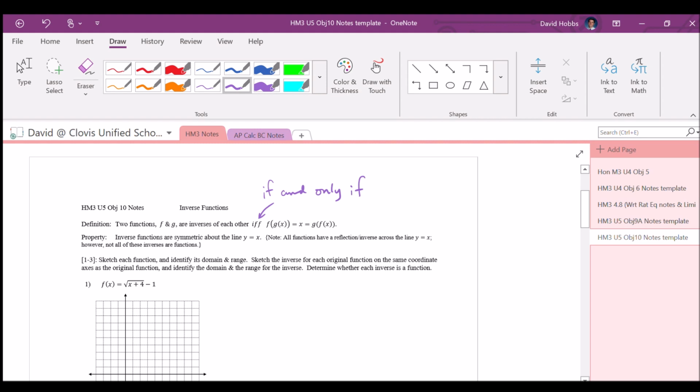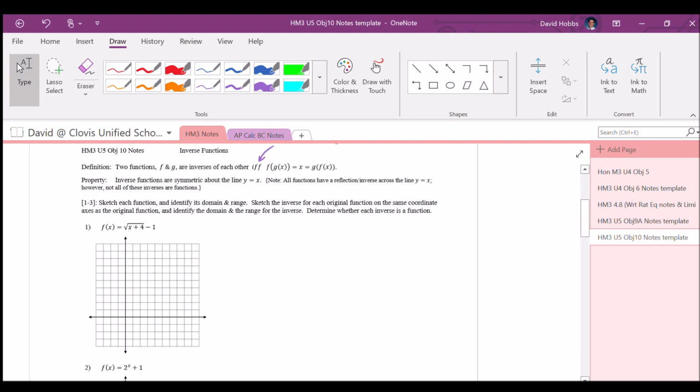Now, any function will have a reflection, or in other words, an inverse across the line y equals x. However, the reflection is not always a function. And so that's part of what we are determining in these notes and on the assignment today. So let's take a look at these first three problems here. So problem number one, well, anyway, the directions here: sketch each function, identify its domain and range, sketch the inverse on the same coordinate axes, and identify its domain and range, and then determine whether the inverse is a function or not.